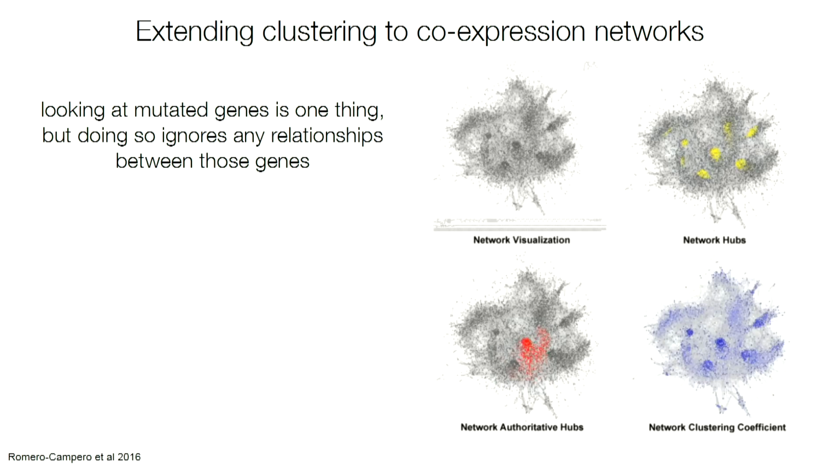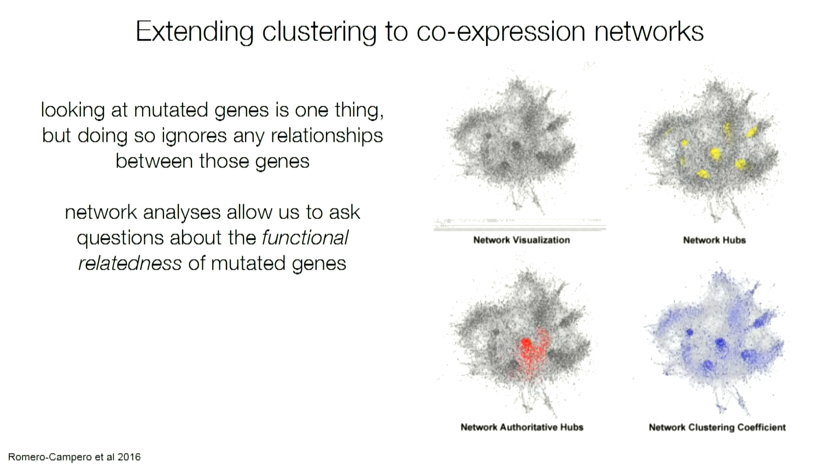And lucky for us, a co-expression network in reinhardtii was published not too long ago. And here are 4 depictions of the same network on the right-hand side over here. So we thought, okay, network analyses might allow us to ask questions about how related these mutated genes are overall. Not just the genes with clusters, but genes that happen to retain mutations during adaptation altogether.